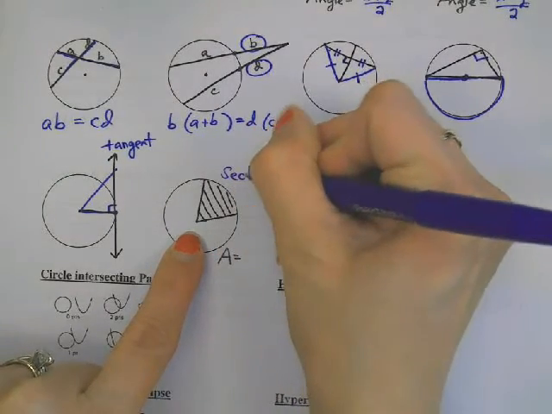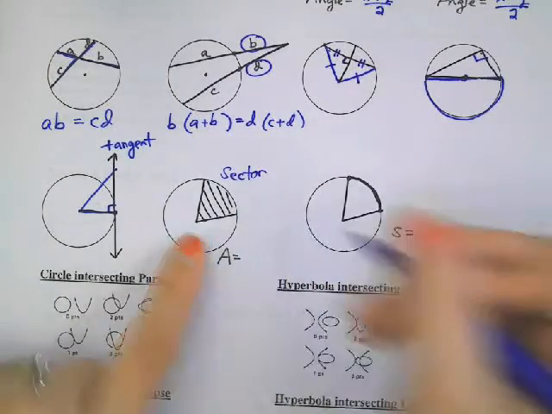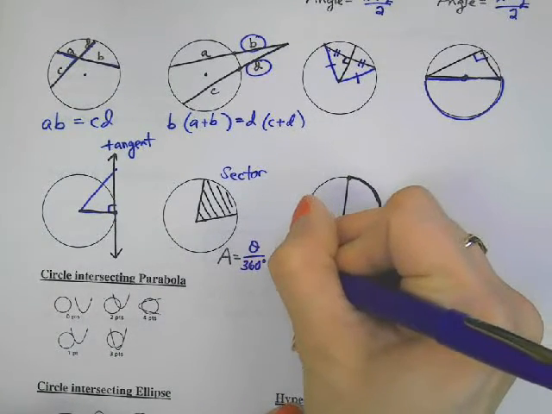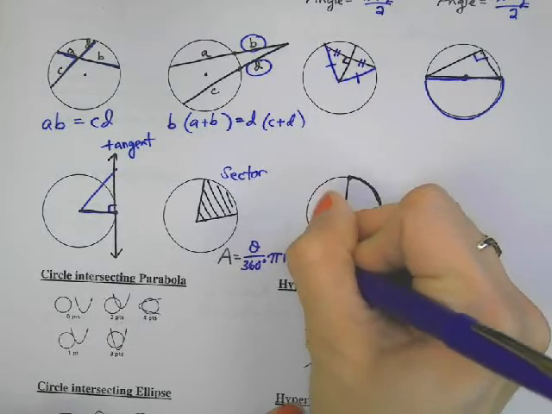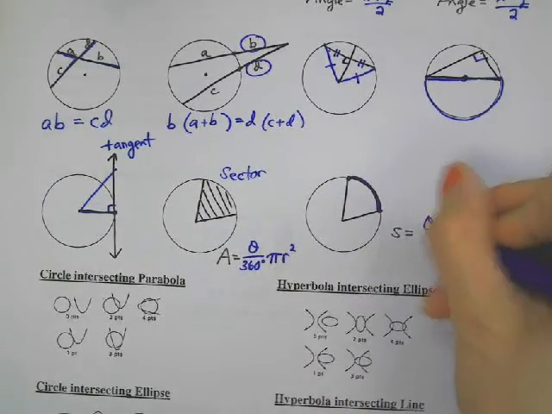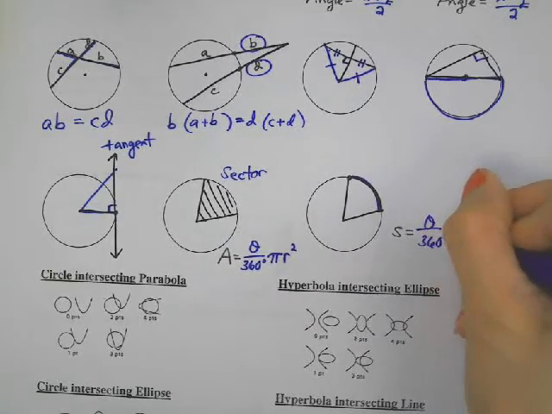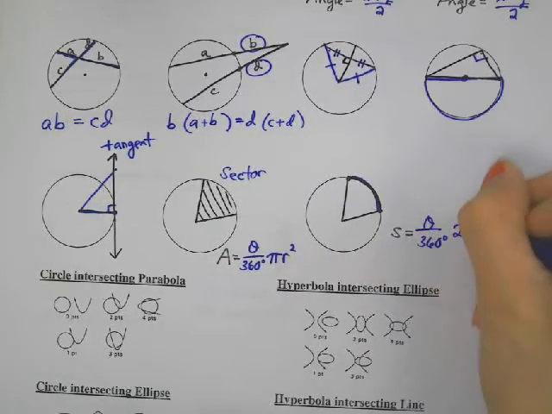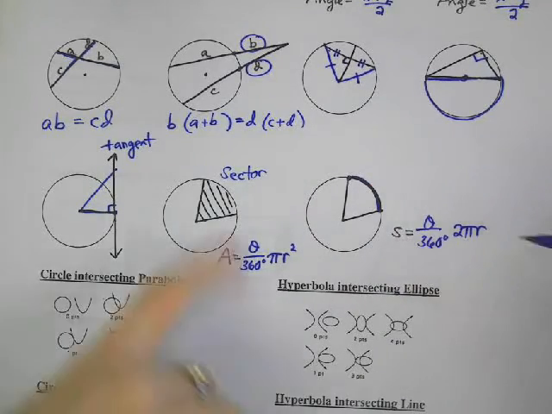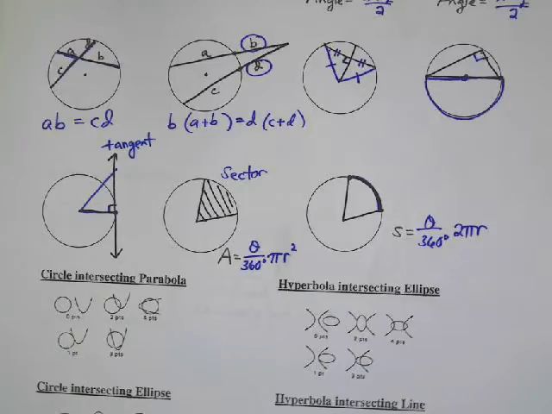This is called a sector. Okay, the area of the sector is theta out of 360 times pi r squared. Okay, but this is the arc length, so it's very similar. The angle out of 360, and then the circumference is 2 pi r. So if you need length or circumference, you do 2 pi r. If you need area, you do pi r squared.